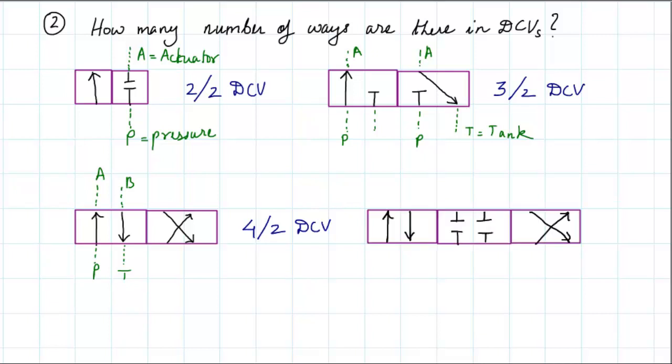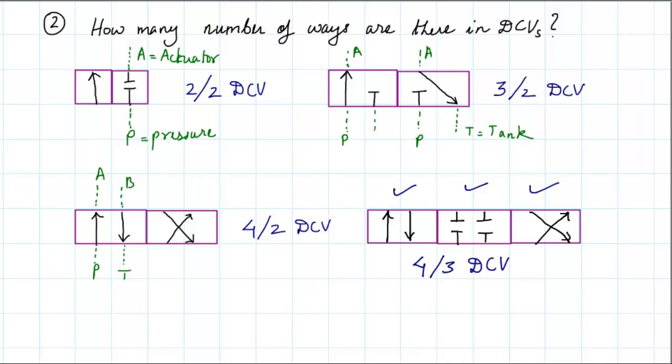Similarly, now what is this? You can see that how many positions are there? There are basically three positions because of the three boxes. Am I correct? And how many ports are there in each box? There are four ports or four ways. So I will write that this is a four-way three position directional control valve, DCV.